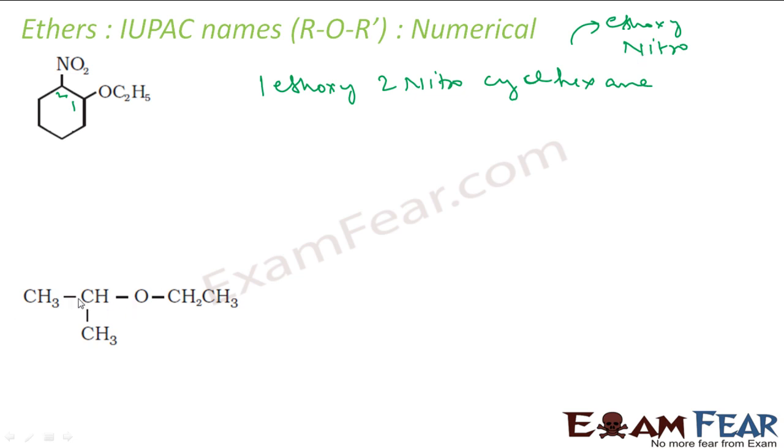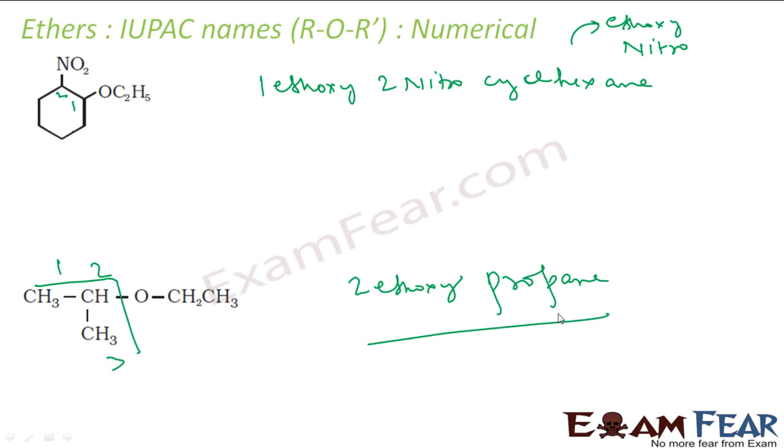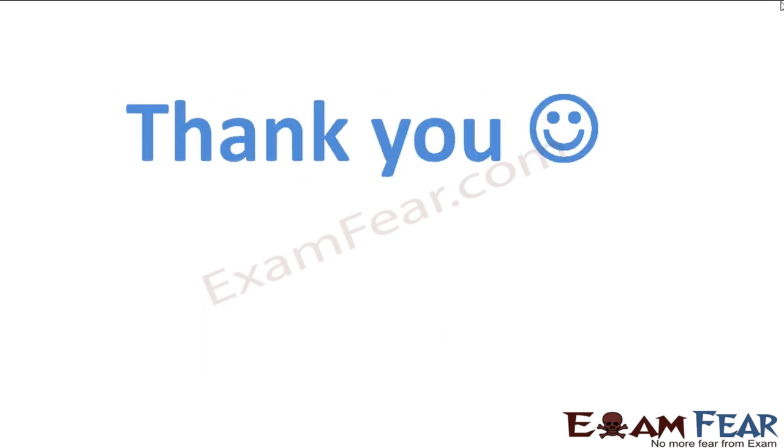Let's take this example. Here we have 3 carbon, here I have 2 carbon. This is my primary. So I'll number in this fashion, 1, 2, 3. So here at 2 I have an ethoxy group. 2 ethoxy propane. It's 2 ethoxypropane.